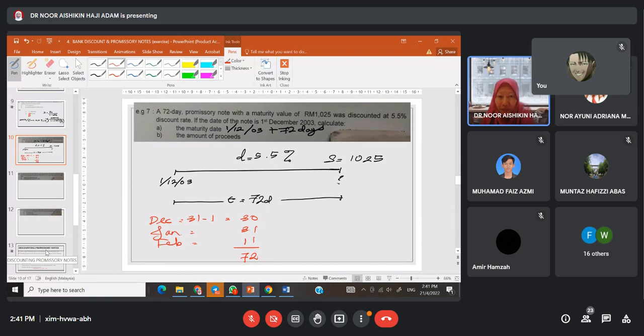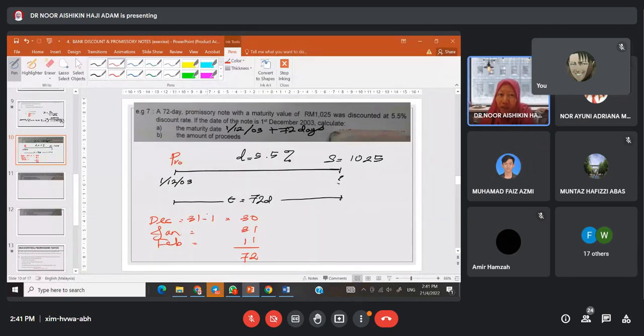And what is the amount of proceeds? Kat mana nak letak proceeds? Ke 1 hari bulan. Yes. Your proceeds should be here. PRO. And how much is it? First of all, you guna formula apa? D equals SDT. As D equals to SDT, you cari bank discount amount.